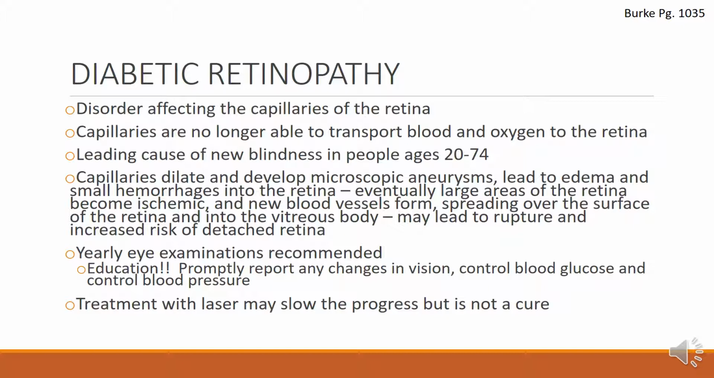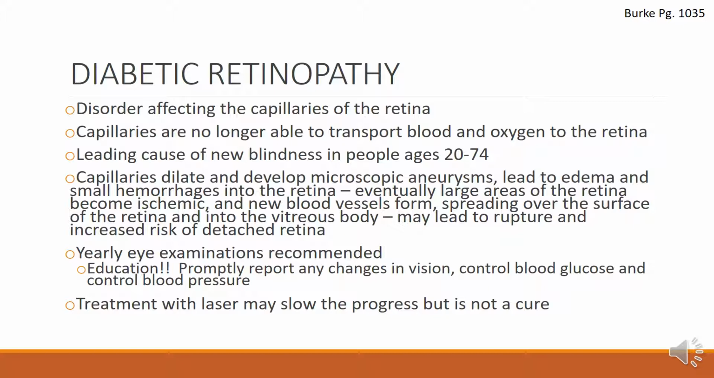Diabetic retinopathy. This is a disorder affecting the capillaries of the retina. The capillaries are no longer able to transport blood and oxygen to the retina and is the leading cause of new blindness in people ages 20 to 74. The pathophysiology is mentioned here. The biggest thing that you should know is that those capillaries end up having small hemorrhages into the retina. Eventually, this area becomes ischemic or dies, and then they can lead to having issues such as a detached retina.